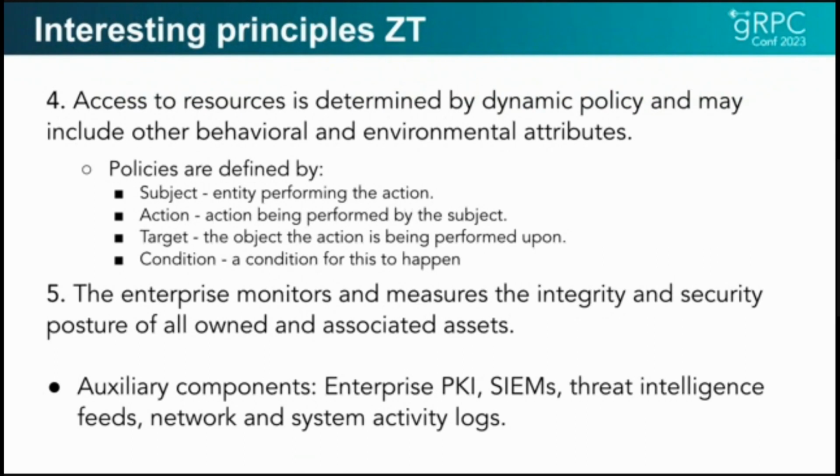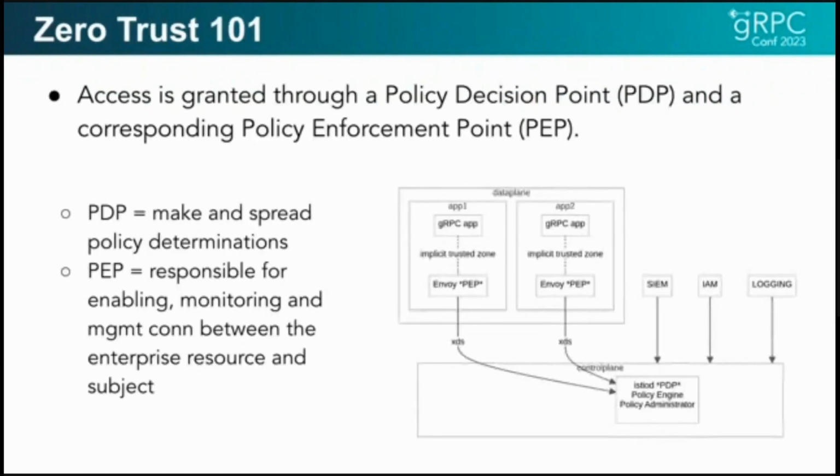Another point, the 5th point here, is that the enterprise monitors and measures the integrity and security posture of all owned and associated assets. One important and interesting part is the auxiliary components. So you have not only your zero trust model and architecture, you have auxiliary components that create and enhance the protection. They include enterprise public key infrastructures, SIEMs, threat intelligence feeds, networking, and system logs, activity logs, all these other components that come up and make your architecture more secure.